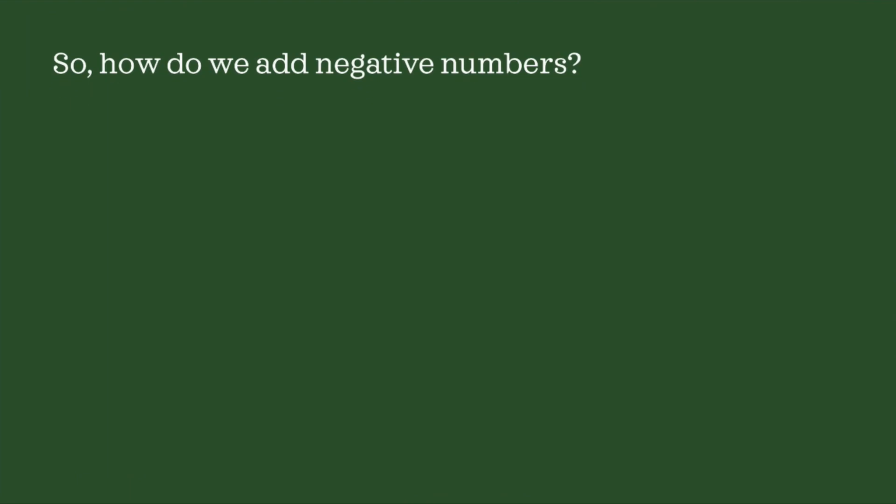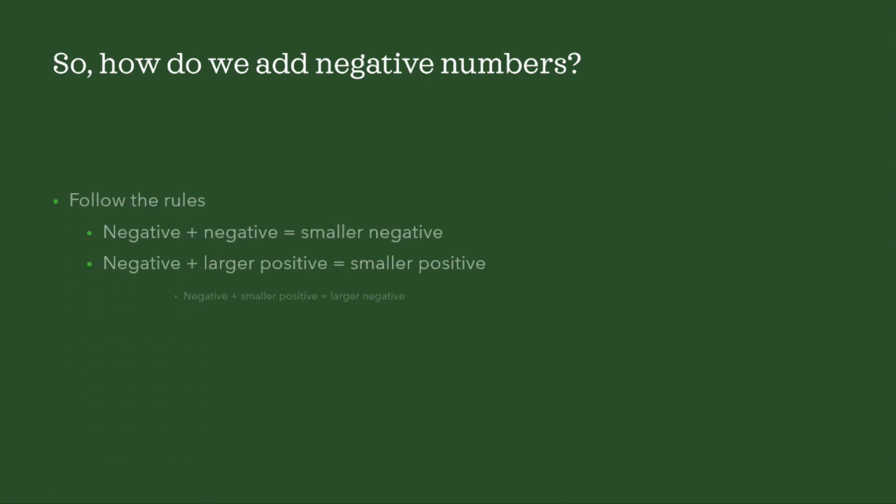How do we add negative numbers? Well, to add negative numbers, we follow the rules. So a negative number plus a negative number is equal to a smaller negative number. A negative number plus a larger positive number is equal to a smaller positive. A negative plus a smaller positive is equal to a larger negative. And a negative plus an equal positive is equal to 0.